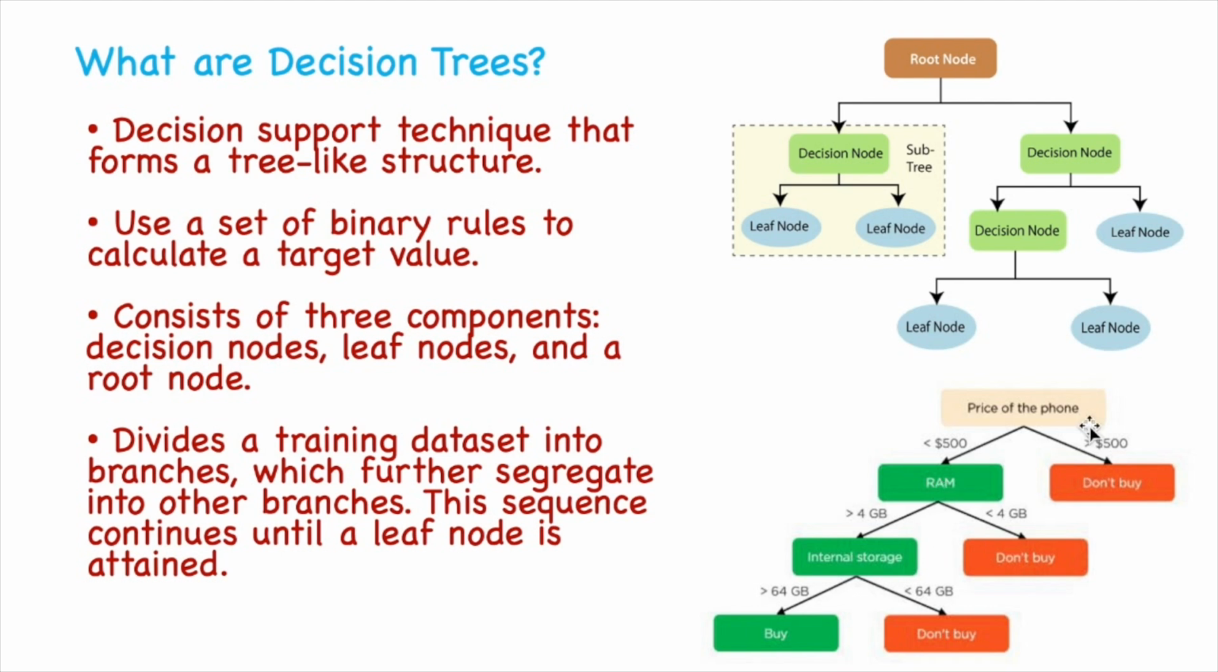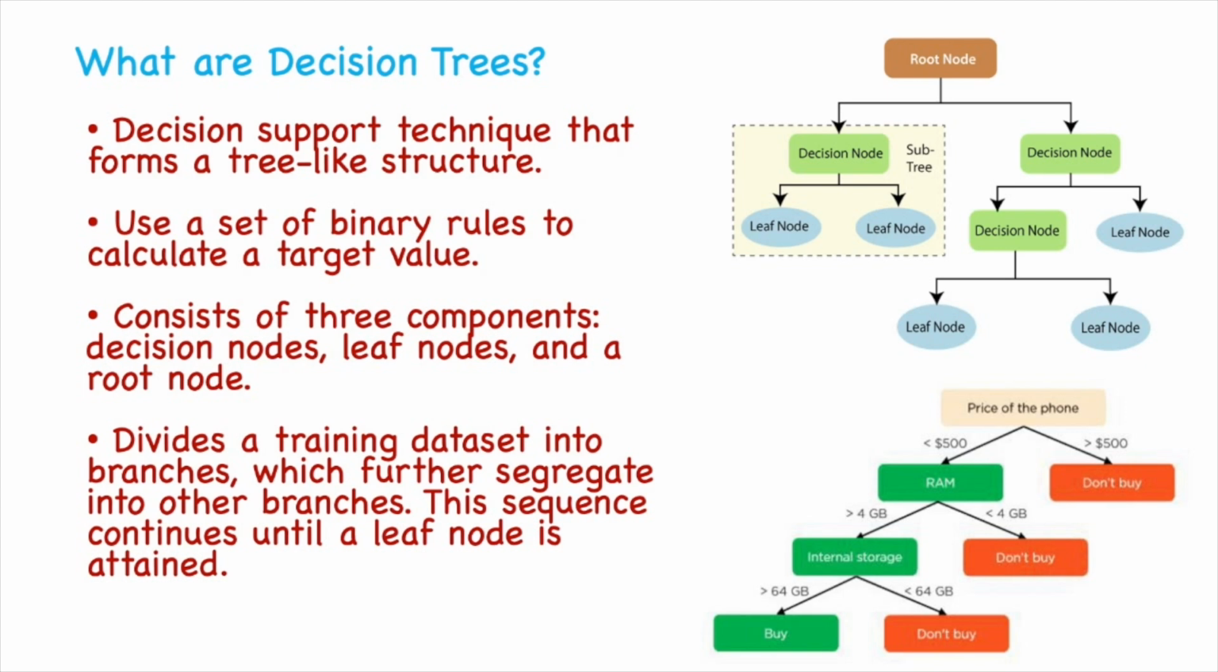The price of the phone is the root node. The RAM and the storage are the intermediate nodes, in other words, decision nodes. The final decision is to either buy the phone or not buy the phone. Decision trees are simple, easy to understand, and widely used for classification and regression tasks.